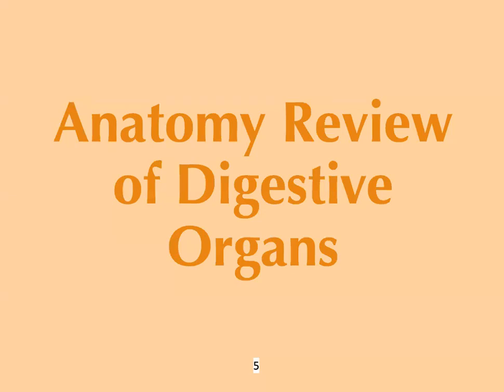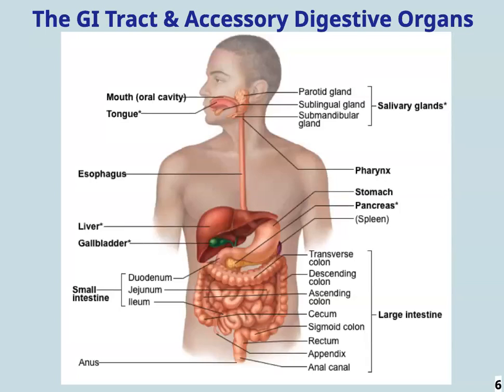Now we'll begin by taking a look at the review of anatomy related to digestive organs. So the function of our digestive system is to process food so that it can absorb the nutrients within the food and use those as energy for the cells of our body. And so the organs and the structures of our digestive system fall under 2 groups.